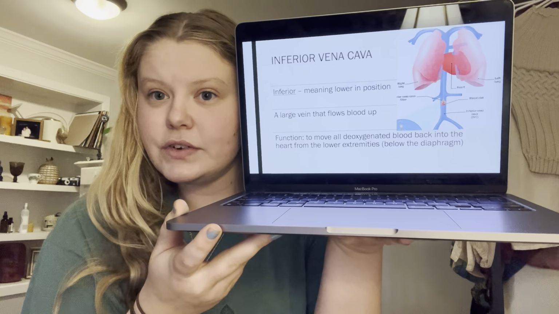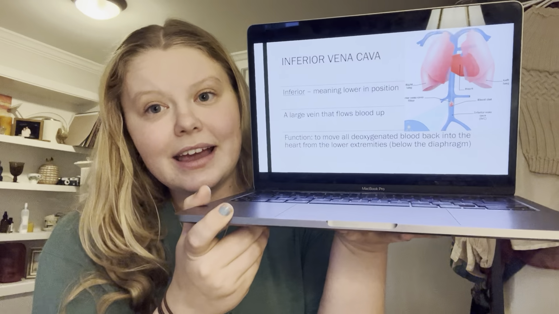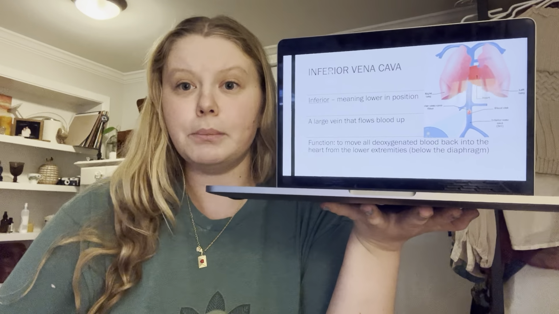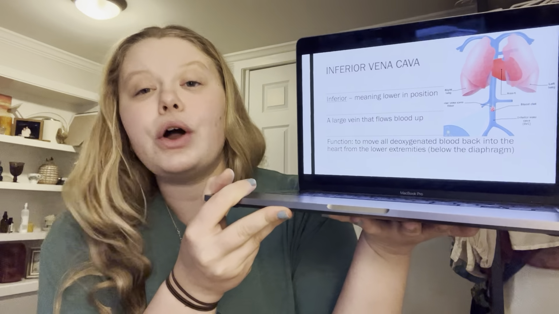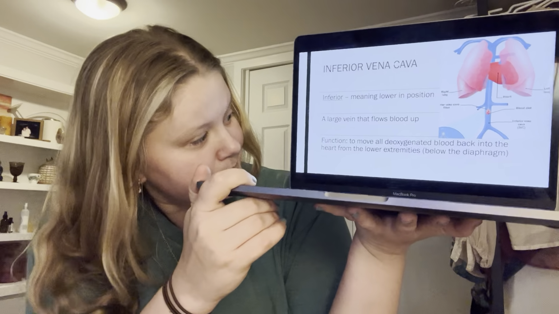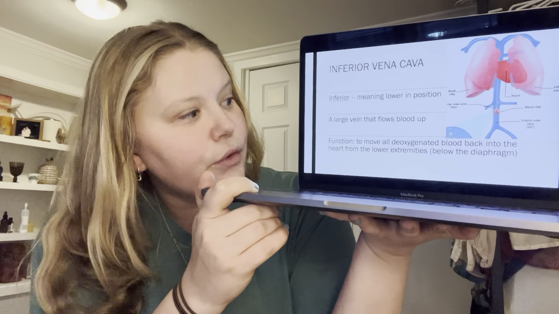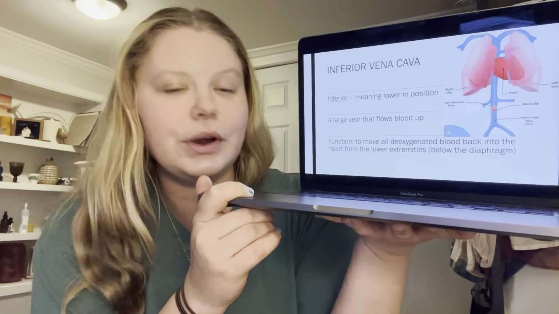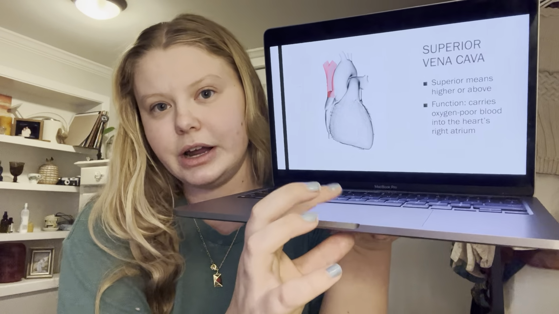So the inferior vena cava, if you know the meaning of inferior, that means in a lower position. So that is down below the heart. And it is a large blood vessel that flows blood up. Its function is to move all deoxygenated blood back into the heart from the lower extremities, so below the diaphragm.